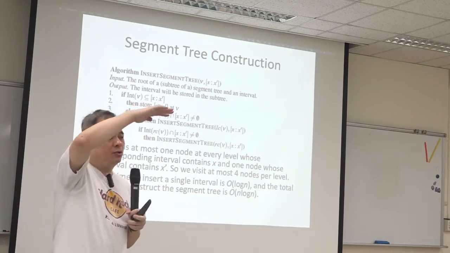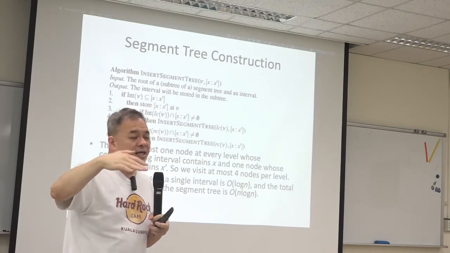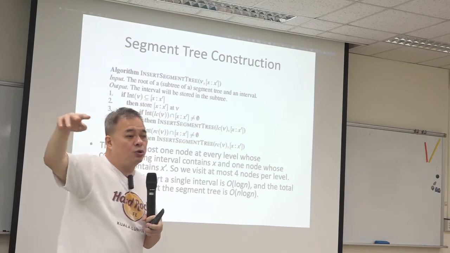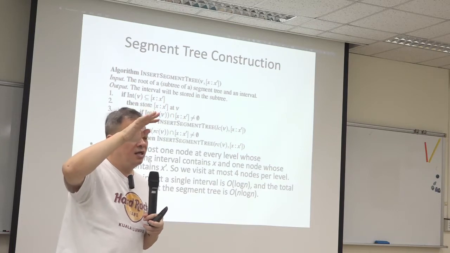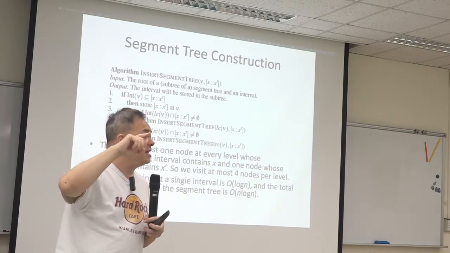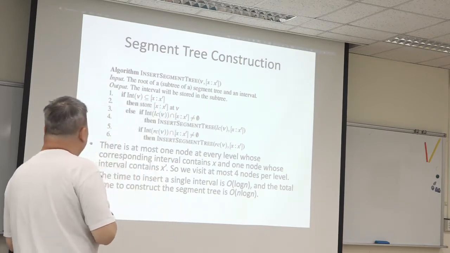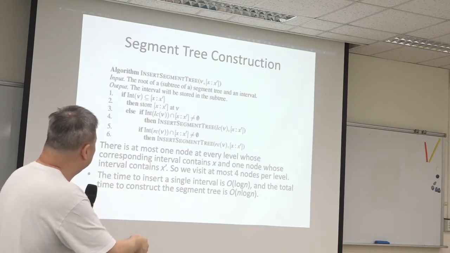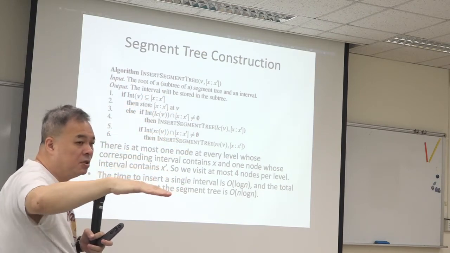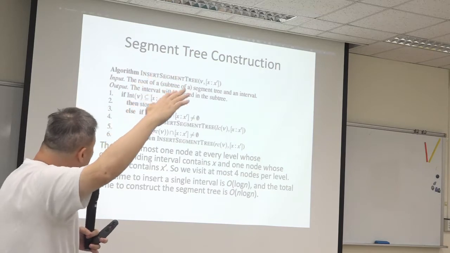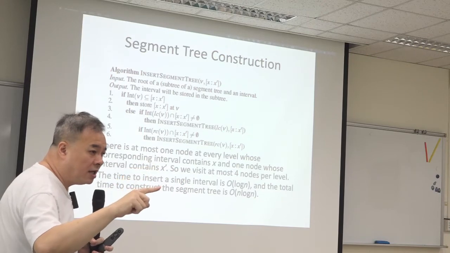You can see that in the worst case, you are going to go down further, one level at a time. But remember, we already proved that at each level, you are not going to have more than 3 nodes to store the same interval. In the worst case, you are going to end up having this interval stored at 2 nodes at one level. So the insertion of one interval has an upper bound of log n.